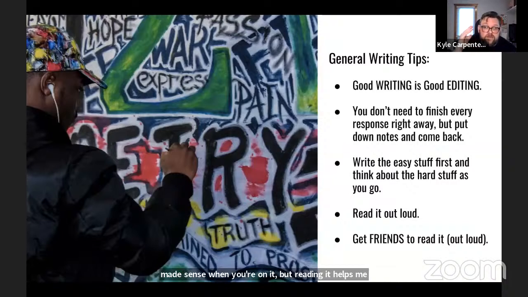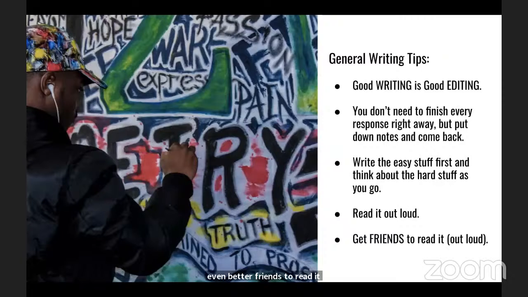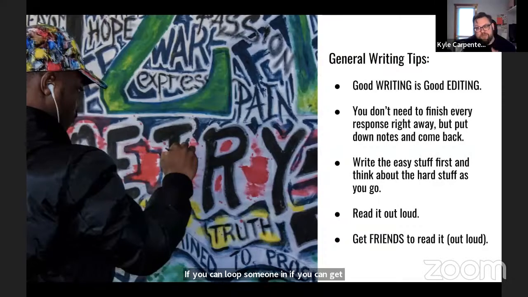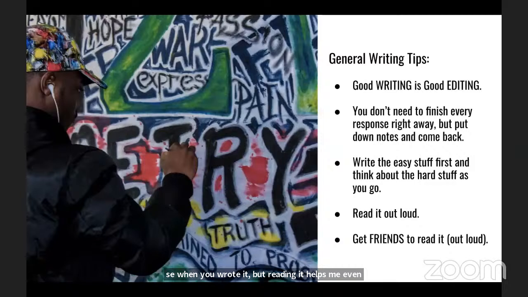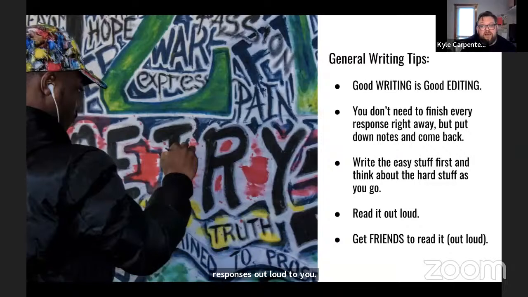And even better, get friends to read it out loud. If you can loop someone in, if you can get someone to read your application responses out loud to you, you're going to find every moment where they stumble. You're going to find every moment where they don't understand what you meant. And when that happens, don't get mad at them. They've given you a gift because, oh, that's not clear. I know what I meant, but this person didn't see it. And if that's the case, that's a chance for you to fix it. So really recommend that. If you can swing it, it's the best.